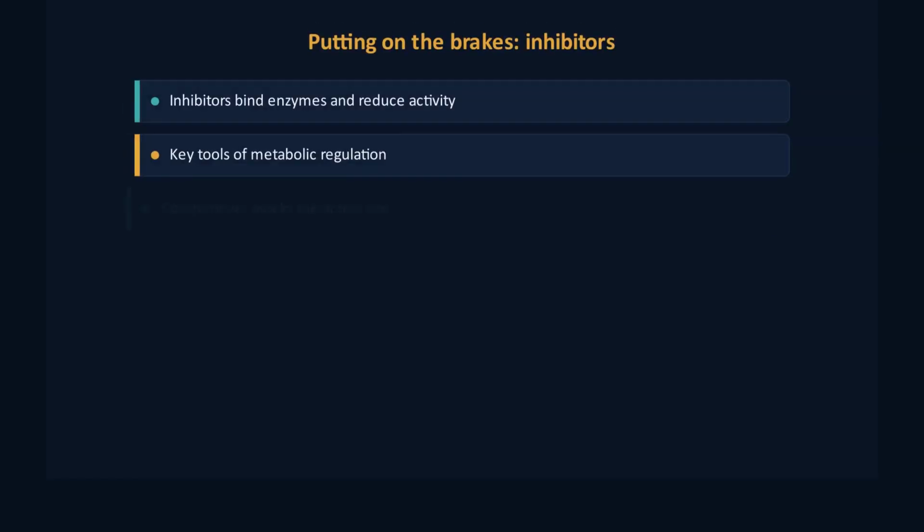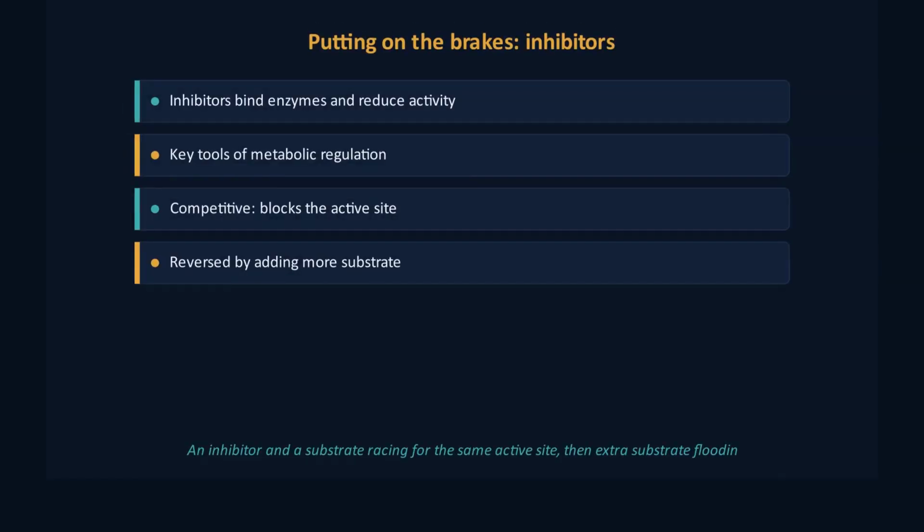If enzymes drive reactions, then to control metabolism the cell also needs ways to slow them down. That is the role of enzyme inhibitors, molecules that bind to enzymes and reduce their activity, and they play a key role in metabolic regulation. There are several types, and we will take them in turn, starting with the most intuitive.